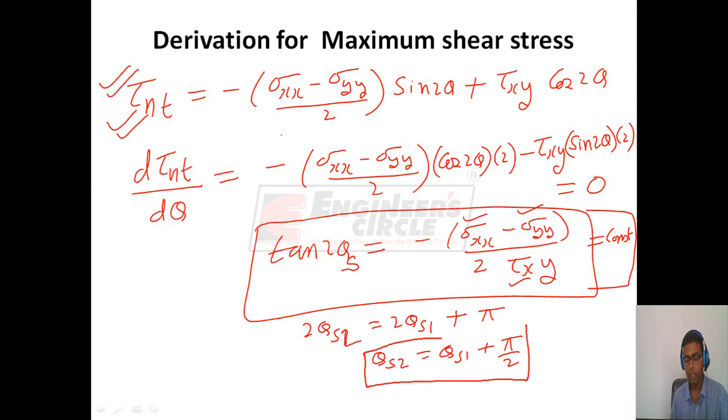Therefore, again we can say that the planes on which maximum and minimum shear stresses will act are perpendicular to each other, as they have an angle of 90 degrees between each other. To find the values of maximum and minimum shear stresses, we have to find sine 2 theta and cos 2 theta from this equation and put in this equation. For this, again we follow the same procedure. This is the origin.